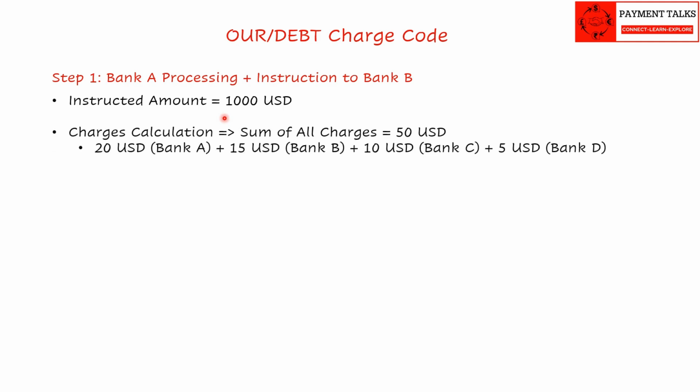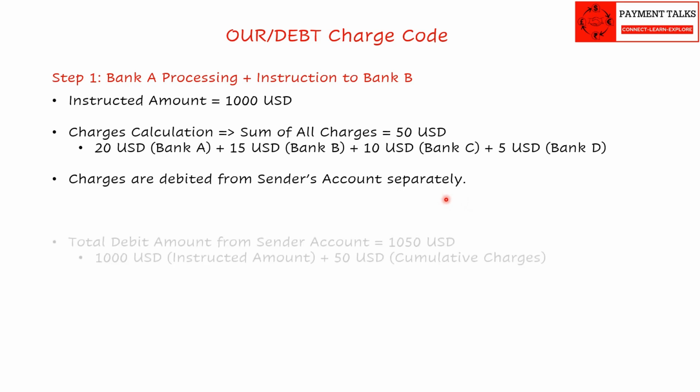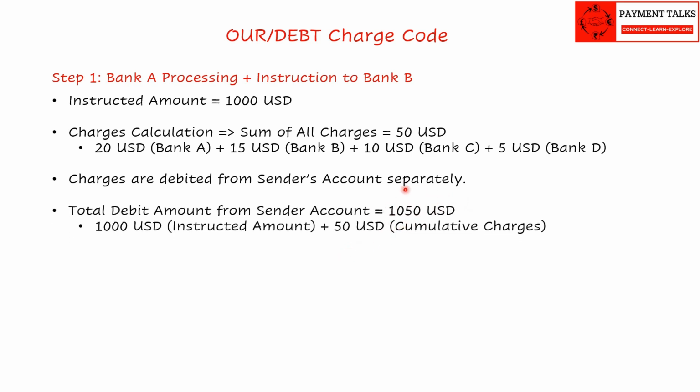Bank A first debits the 1000 USD of instructed amount and then calculates the sum of all the charges, which in this scenario is 50 USD, and debits this amount from the sender account separately. So the total debit from the sender account is 1050 USD.